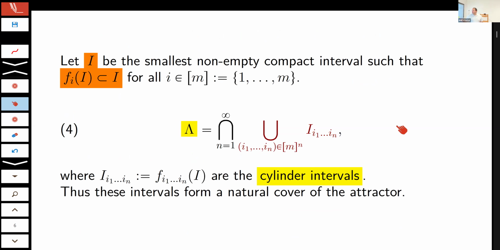We can obtain the attractor again with the help of iterating the functions and applying the iterated functions on an interval I here. So let I be the smallest non-empty compact interval whose image is contained in itself. Then I iterate the functions on this interval. With that iteration, we can obtain the attractor, which means that these intervals, which I call the cylinder intervals, form a natural cover of the attractor.